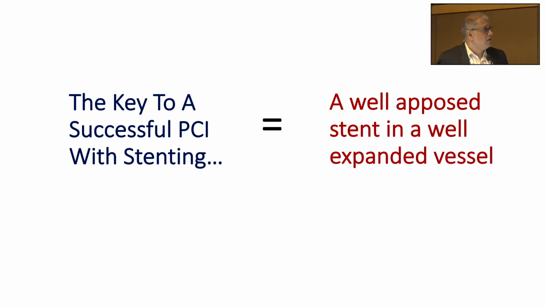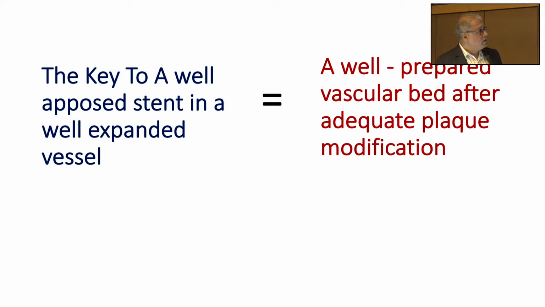I think we can all agree that the key to a successful PCI technically, when we are stenting a coronary artery, is a well-apposed stent in a well-expanded vessel. And the key to a well-apposed stent in a well-expanded vessel is a well-prepared vascular bed after adequate plaque modification. So how do you get good plaque modification?